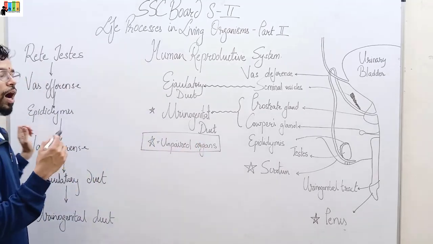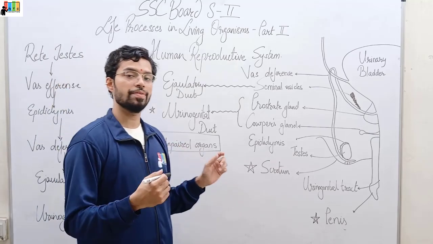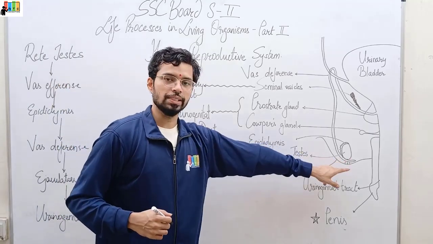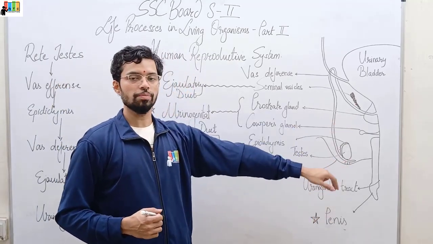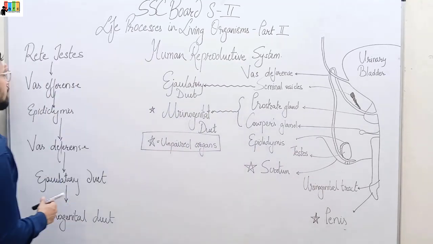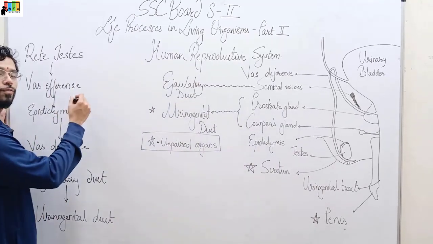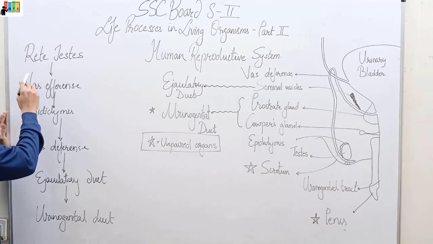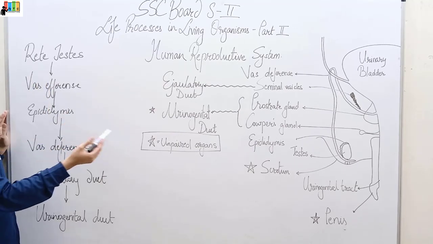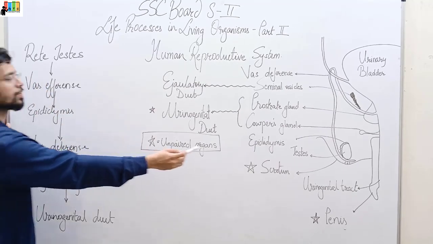Now let us see how this sperm has its journey from the testes out to the penis. So this is usually the flow chart or the flow diagram that it follows. So first with your testes, that is this organ, right?